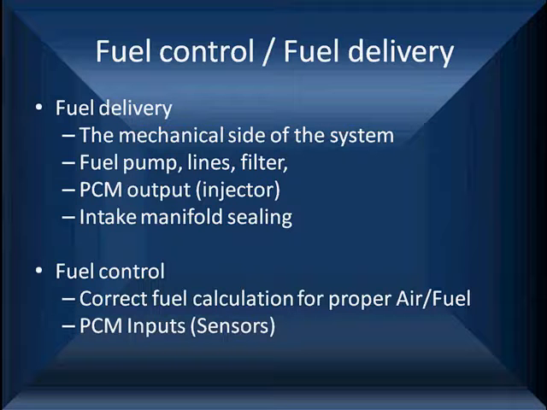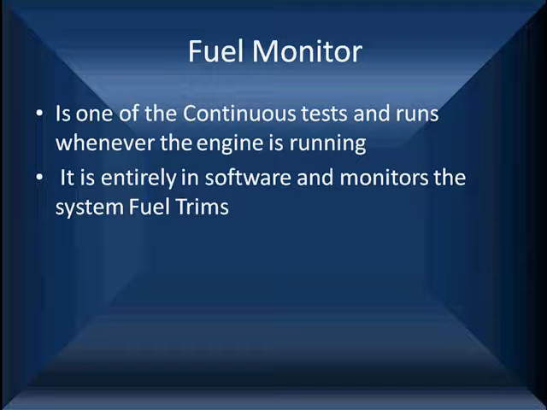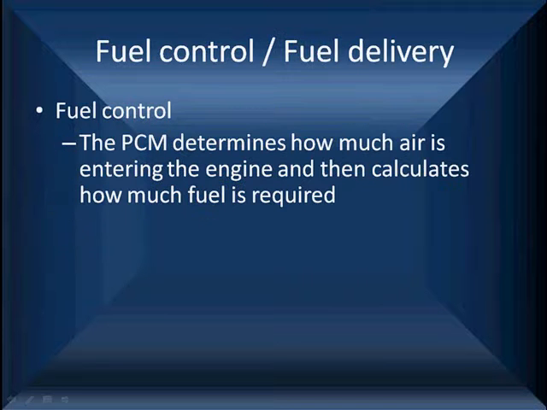They're going to be measuring the inputs and seeing what's going on. But while we're doing this, we're also going to be monitoring what's happening. On OBD2, we have a fuel monitor. It's in the software, so a continuous monitor that runs in the software whenever the engine's running. It's entirely software based, and it monitors the fuel system trims. Now, we're going to talk a lot about fuel system trims. But let's get down to talking about why we're going to need a trim.